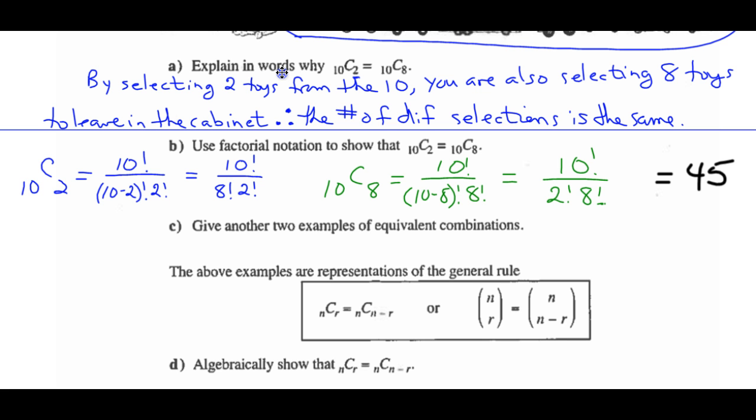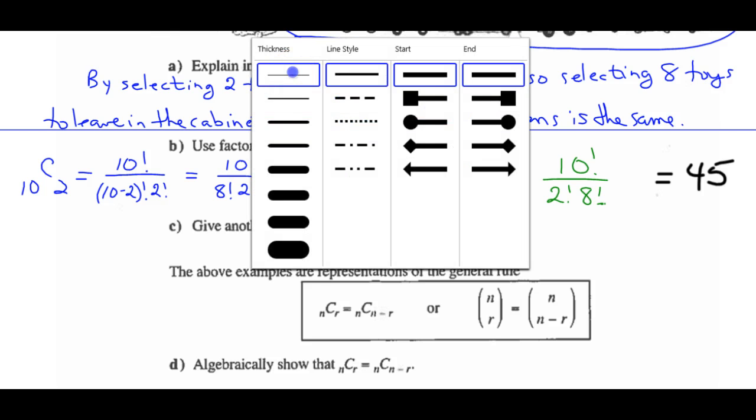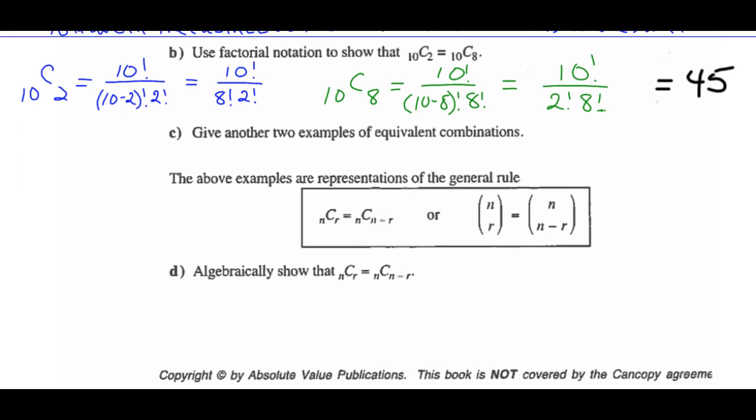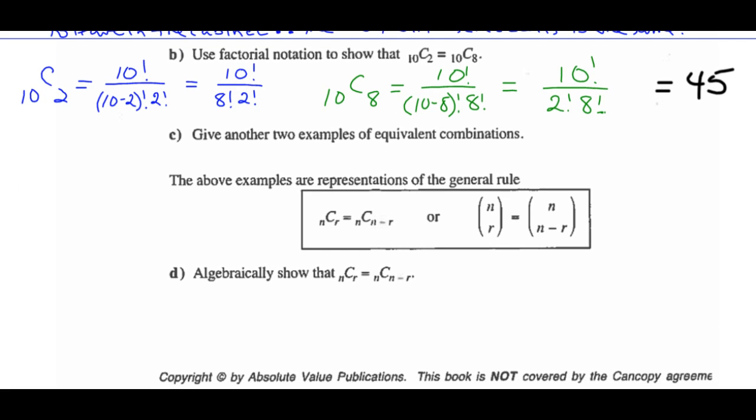C, give another 2 examples of equivalent combinations similar to the one above. So 2 more examples. You go ahead and think of 2 more. I'll give you one right now. How about something like, let's say 18 combinations of 7 should equal 18 combinations of 11. You come up with one more.